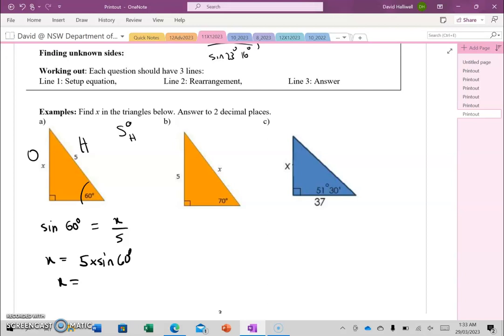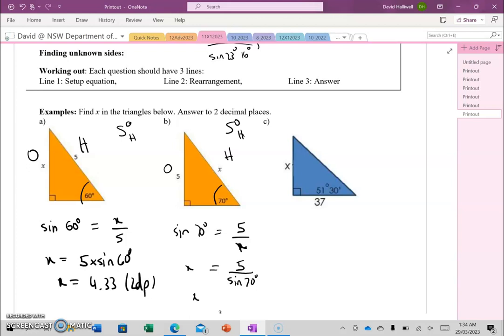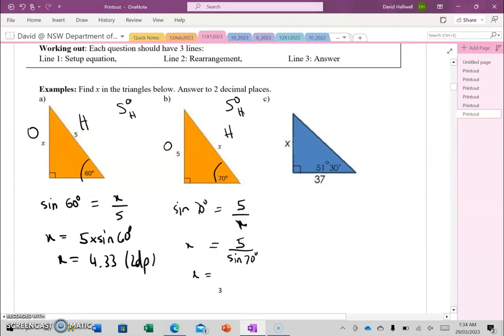Okay, into your calculator you'll get your answer, which is 4.33 to 2 dp. Next one, here I've got opposite and hypotenuse again, so once again I'm using sine. Here the angle is now 70 degrees, opposite on top, so 5 on top, x down the bottom. Easy way, letters down low, switch with trig ratio, so we times by x and we divide by sine 70. So into your calculator you should get 5.32 to 2 decimal places.